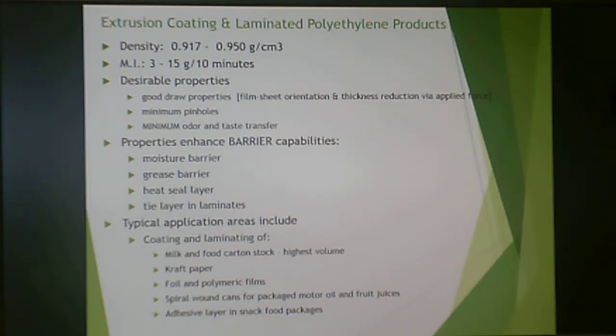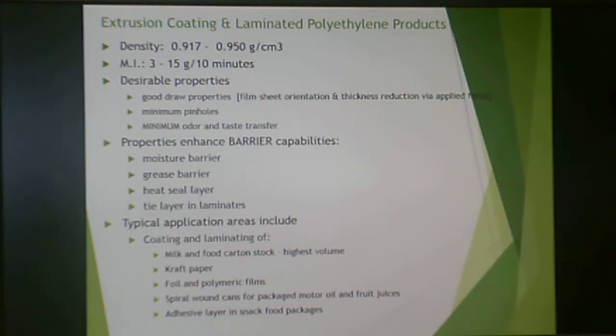Extrusion coating and laminated products are a little bit higher in the density range, and their melt index tends to run a little bit higher. The desirable properties for extrusion coating are a good draw property, so film sheet orientation and thickness reduction versus applied force. You want minimum pinholes, so you want a nice, smooth, even coating across. It's true for any coating, really. And minimum odor and taste transfer. Pinholes would allow odor and taste to go through, so you want to minimize that.